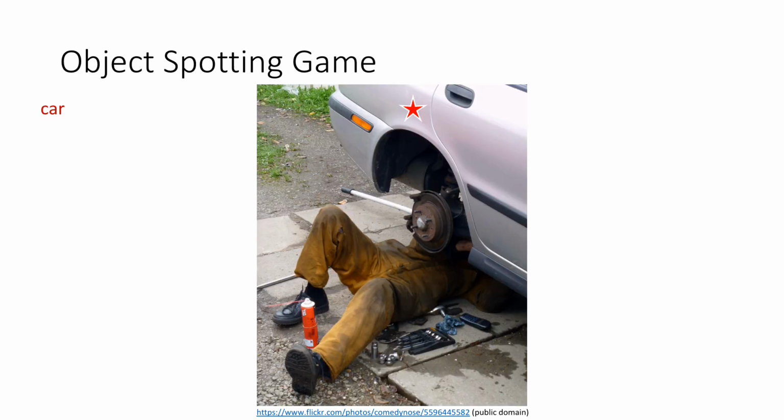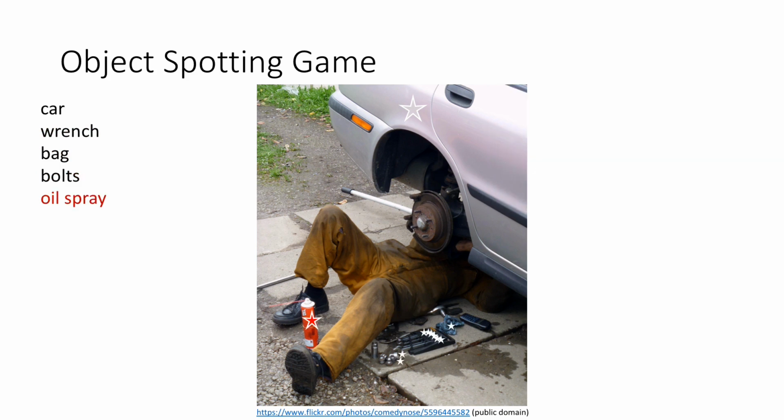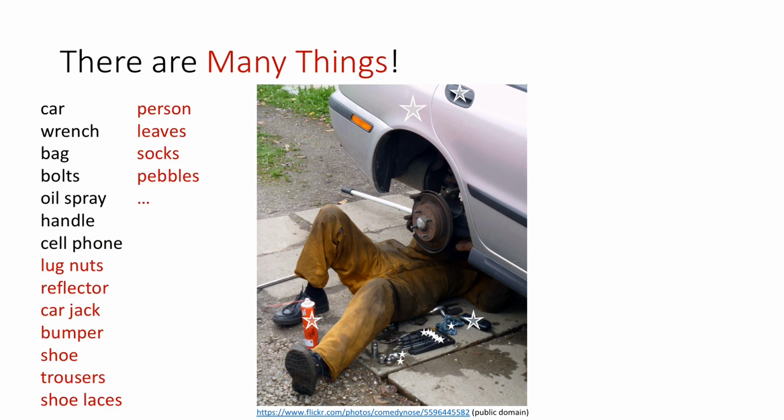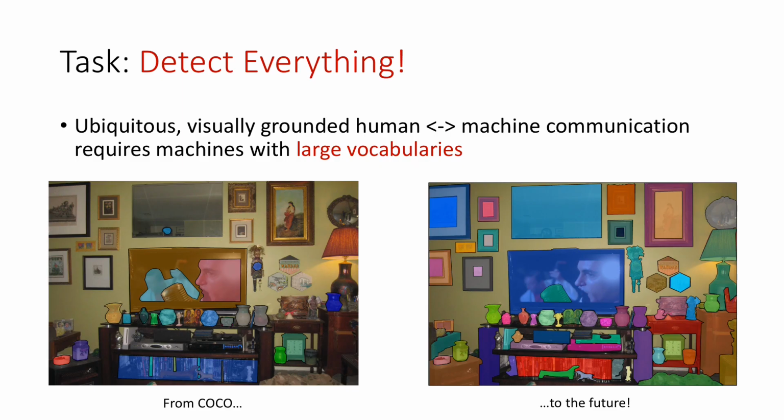First, we see a car, because it's the largest, most salient object. Then, a wrench. We mark all the instances of the wrench. Then we see a bag, some bolts, an oil spray can, a car door handle, a cell phone, and so on. There are many things in this image, and we might ask an autonomous system about any of them.